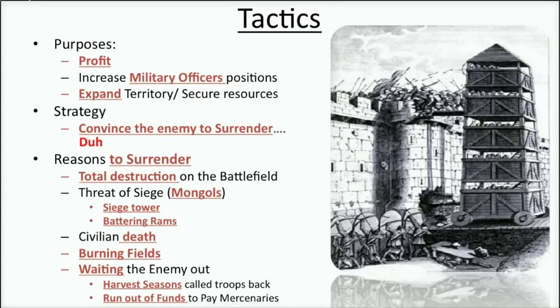Sometimes you surrender because you run out of funds, and you have to either pay mercenaries or you just don't have enough money to pay mercenaries. And mercenaries are foreign soldiers. So there's lots of different tactics or different reasons here to surrender.